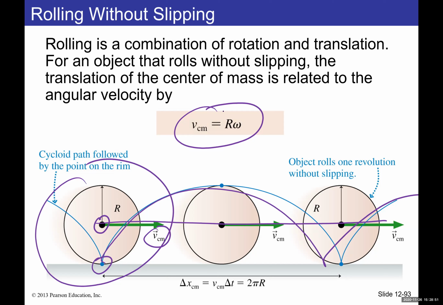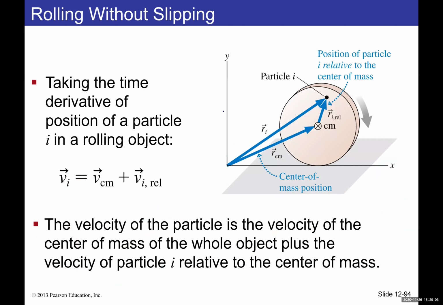And then we can have a motion of a disk that can be combined in terms of translational and rotational. We're going to see that in the next few slides. So you can see, taking the time derivative of the position of a particle i in a rolling object, V i equals V center of mass plus V i relative to the center of mass. The velocity of the particle is the velocity of the center of mass of the whole object plus the velocity of particle i, some random particle in the disk, relative to the center of mass.